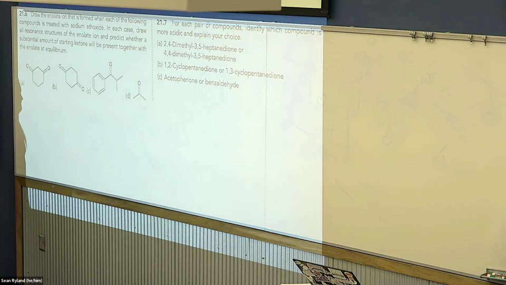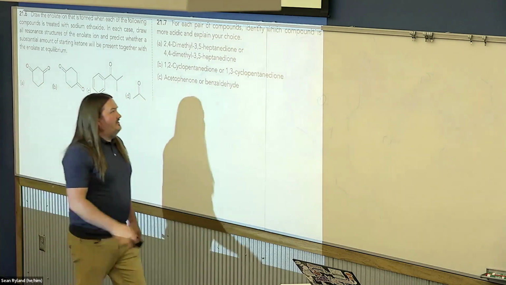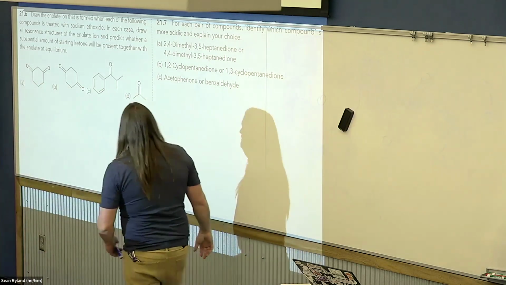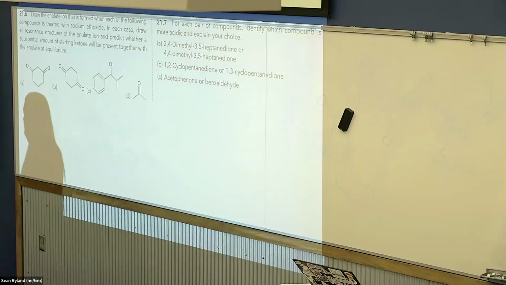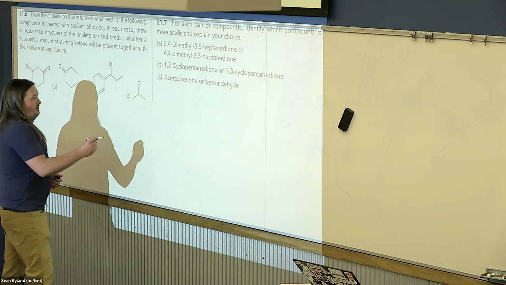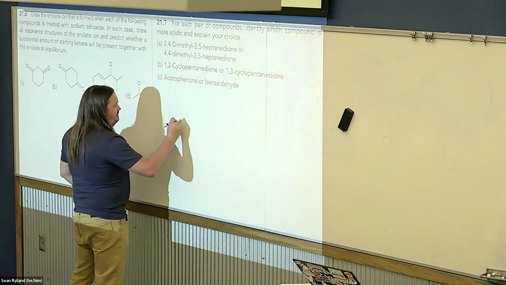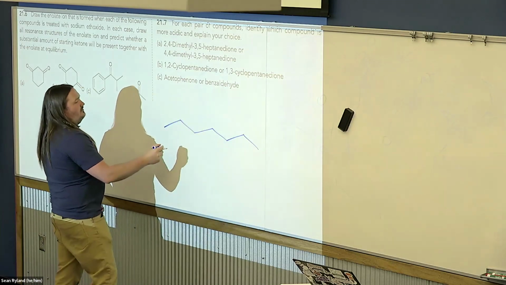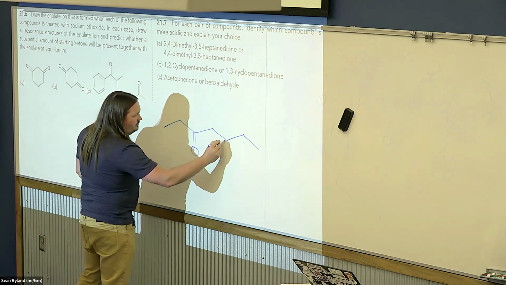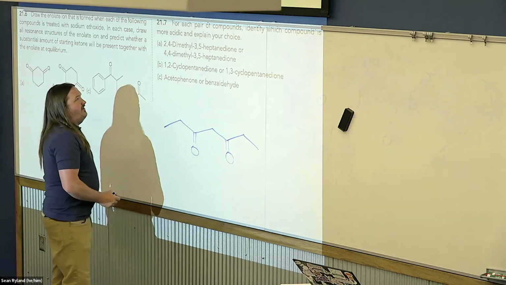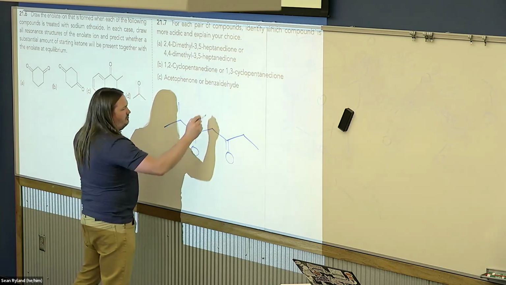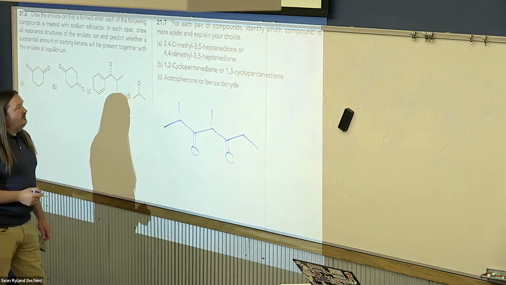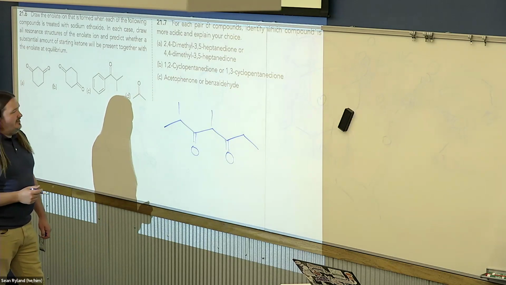On the right-hand side here, there's a predict the acidity from the names. So this is good practice for naming. So 2,4-dimethyl-3,5-heptanedione. 1, 2, 3, 4, 5, 6, 7. Three, 5, then 2,4-dimethyl versus 4,4-dimethyl.